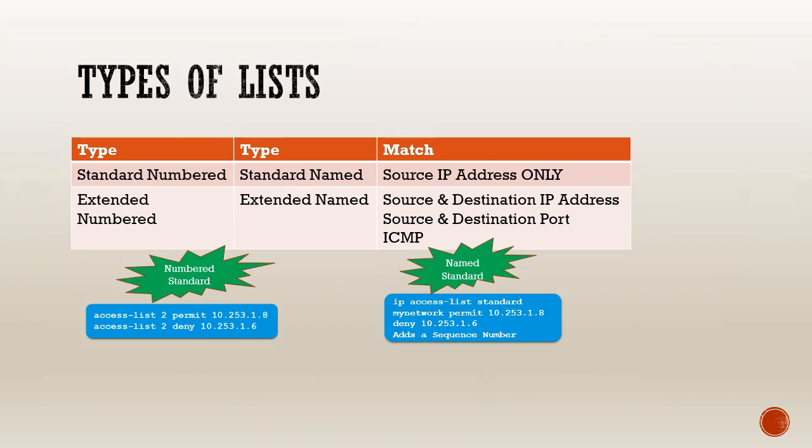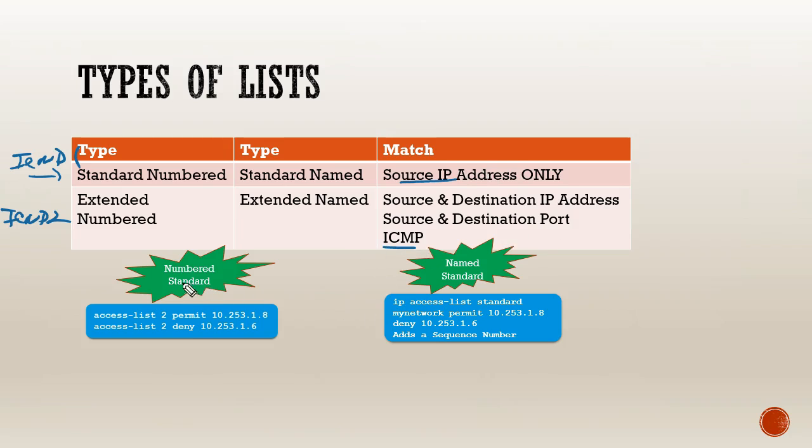So the types of list, I've alluded to them before. We have the standard numbered and the standard named. Standard number uses source IP address only, and this is for ICND1. ICND2 is going to be extended number and extended name. We can use a source and destination IP address as well as the ports.